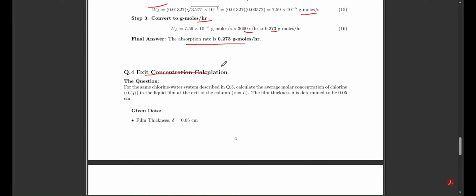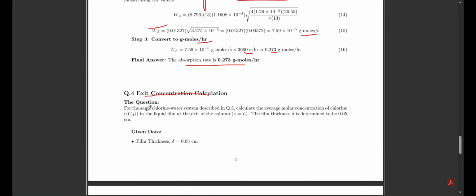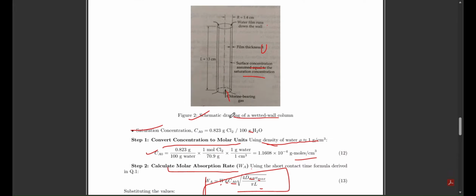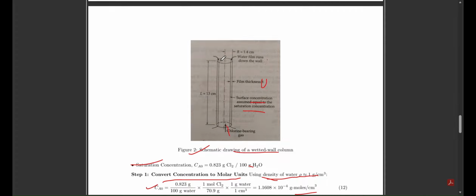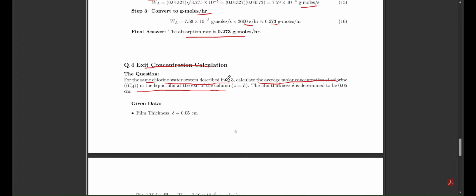Now we will go for our fourth numerical, the exit concentration calculation. Here we are using the same system, the chlorine-water system described in question 3. Calculate the average molar concentration of chlorine CA in the liquid film at the exit of the column, z equals L. At the exit of the column, z equals L, we have to calculate the average molar concentration, and the film thickness is determined to be 0.05, which is given.